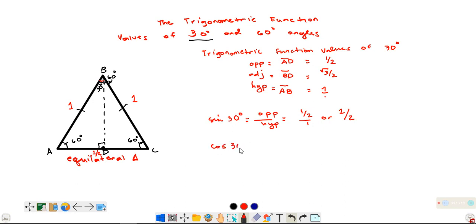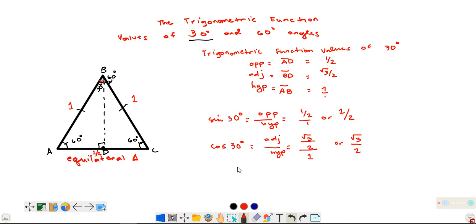Next, let's go to the cosine. Cosine 30 degrees is equal to the adjacent over the hypotenuse, which is equal to the square root of 3 over 2 over 1. Because the adjacent side is square root of 3 over 2 and the hypotenuse is 1. Or simply, square root of 3 over 2.